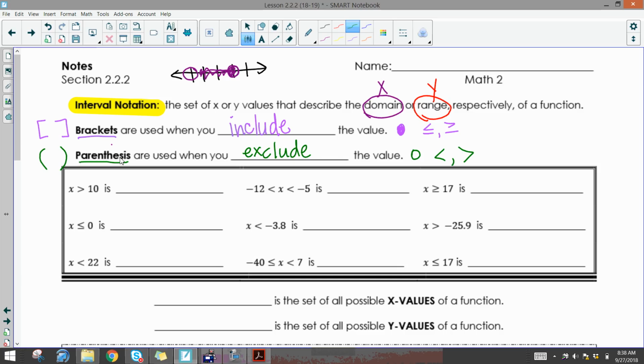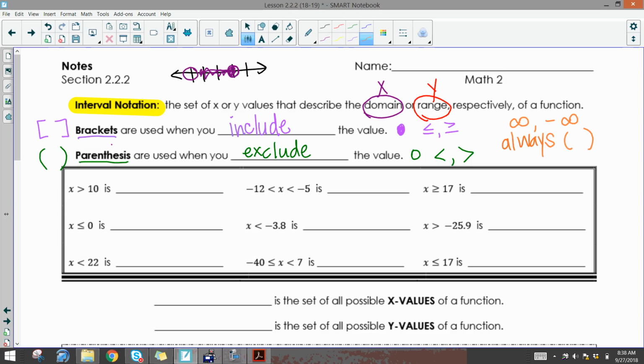So the only other thing we're going to talk about is infinity. Okay, so if you ever see infinity or negative infinity, which we'll talk about in a minute, those always get parentheses because it's not a definitive number. You can't put your finger on infinity. So those are always parentheses no matter what.